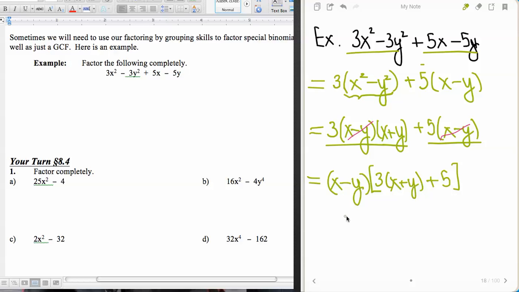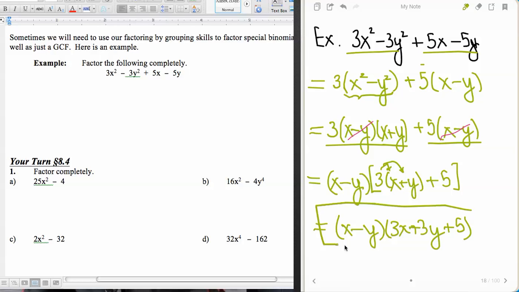And then we want to really multiply this out so that it's simplified, so that it looks like x minus y times 3x plus 3y, and then plus 5. And now we see a binomial times a trinomial. And there we have our final answer. So sometimes you see we can get multiple factoring strategies coming together. So pay attention for those.